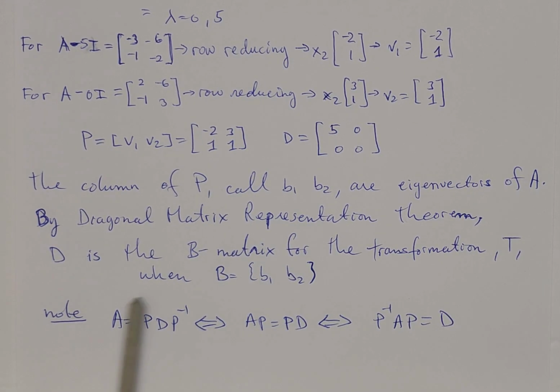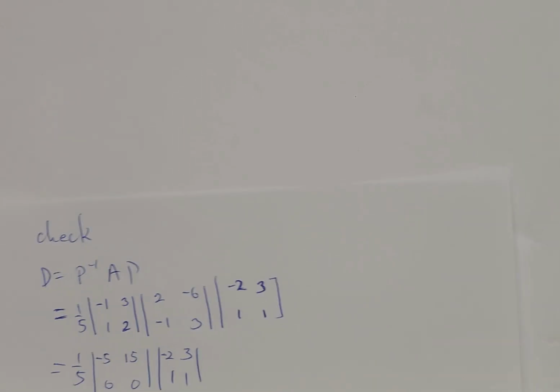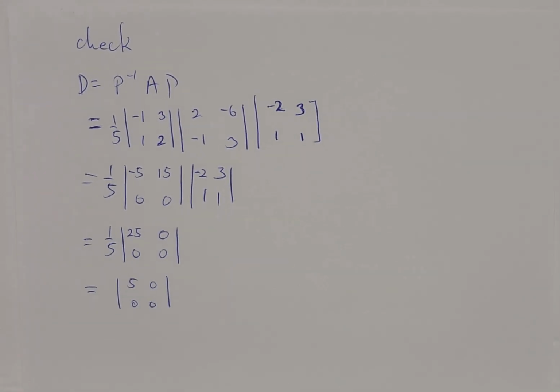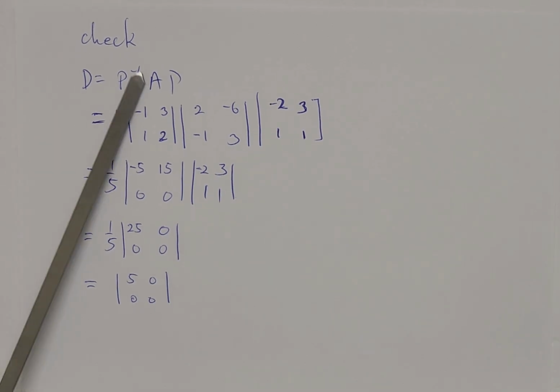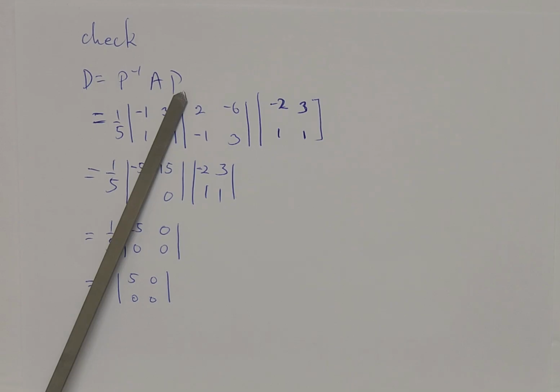Okay, so this is to check A, this is to check AP equals PD, and this is to check the diagonal matrix, your eigenvalue matrix. So all three of these versions are the same, just rewritten in different formats. Now we're going to check if this is true for the example that we just did. So here's our D, this is our inverse P, this is our original matrix, and this is our P.